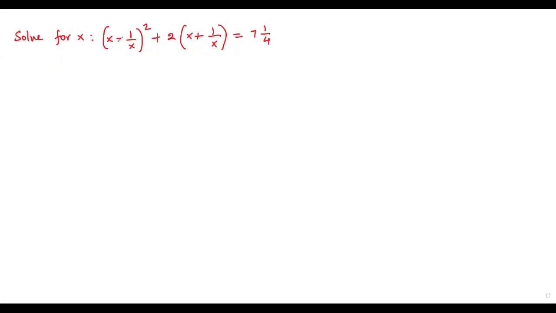Here we have a problem on quadratic equation. Okay, let's go to the question. Solve for x: (x − 1/x)² + 2(x + 1/x) = 7 1/4. In this equation, we have to find the value of x.